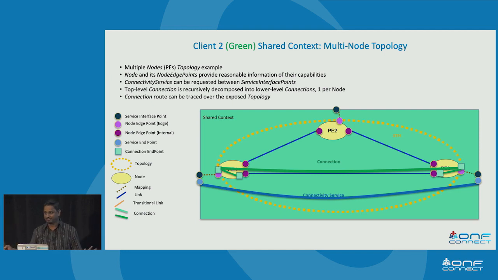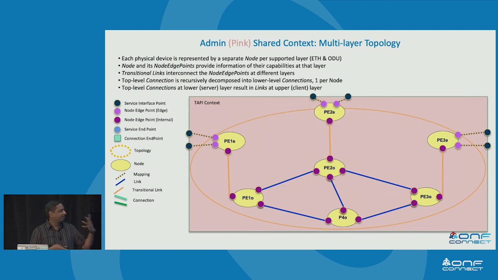This is how the controller does it, right? And let's now go to the admin view and make it a little bit more complicated. Let's say the controller now, remember at the beginning I said the edge nodes process Ethernet, but the internals is all optical. So here, the four nodes that were in the real physical network, four devices in the physical network, is now represented as seven nodes.